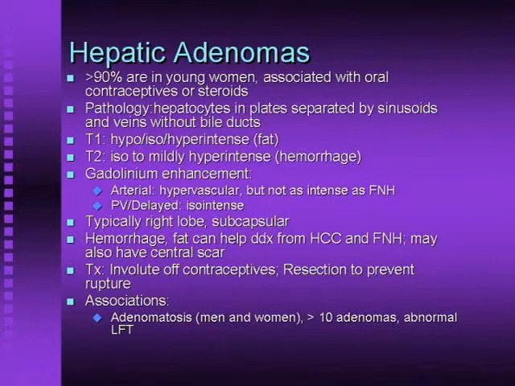Again, these are hepatocellular tumors, so on the T1 weighted images and T2 weighted images, they are classically nearly isointense to normal liver, except in the setting of fat or hemorrhage. On the arterial phase, they tend to be hypervascular, but not quite as intense as the FNHs that we've seen already. In order to differentiate these from other hepatocellular tumors, hemorrhage and fat can be very helpful.